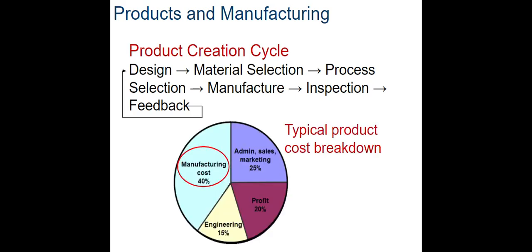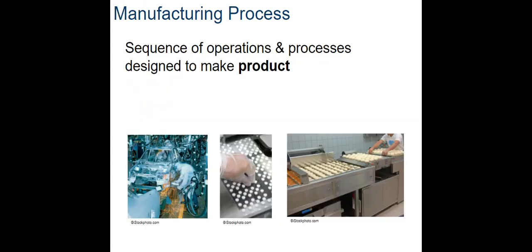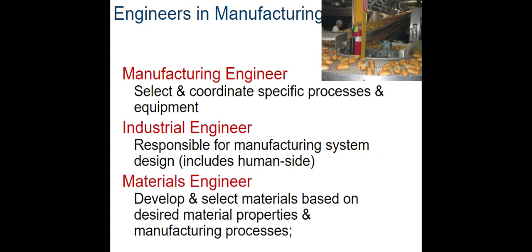Typically, the cost of a product is about 40% of the actual amount of money that the product is sold for. So anytime you buy something, 40% of what you are actually paying is usually for manufacturing. A manufacturing process is a sequence of operations and processes that are designed to make the product. You may notice that top right, there's an example. You may have been here at Rockland Bakery. This is a picture I threw in there from Rockland Bakery.